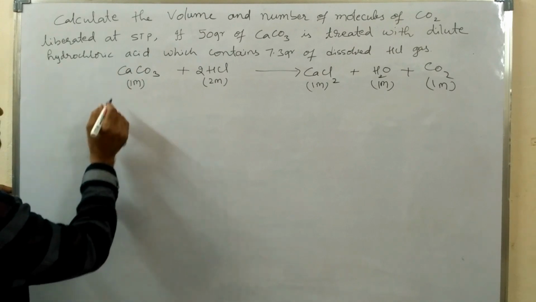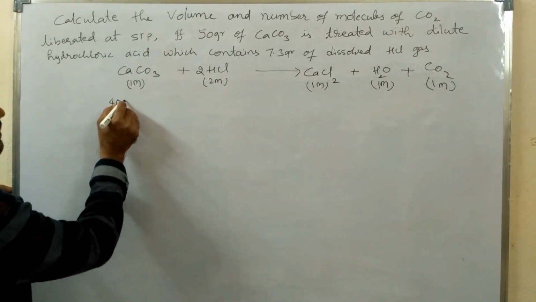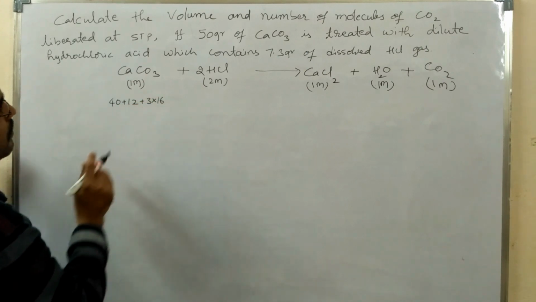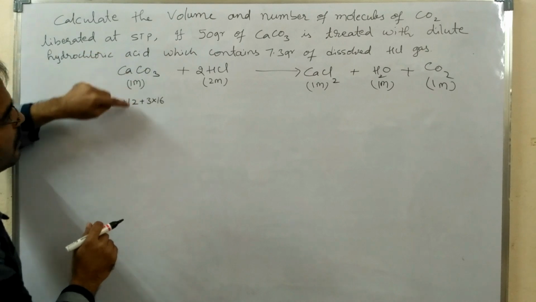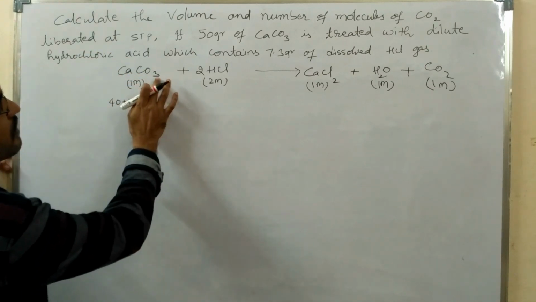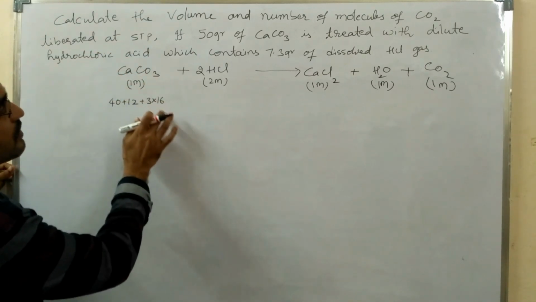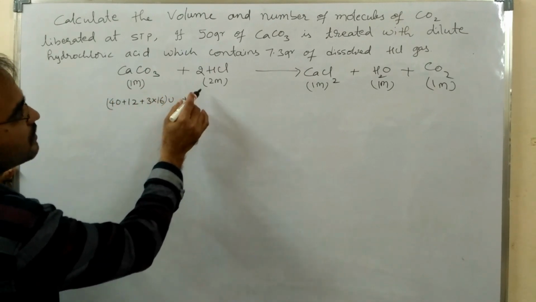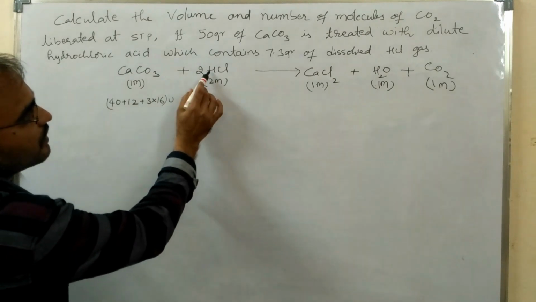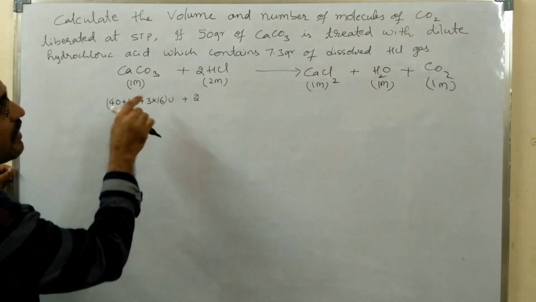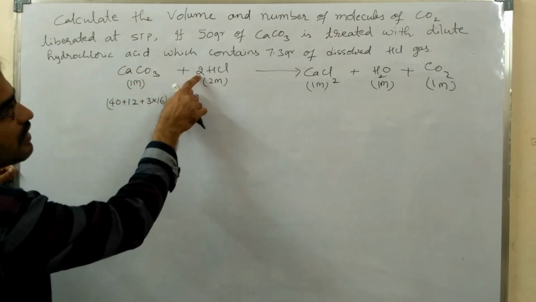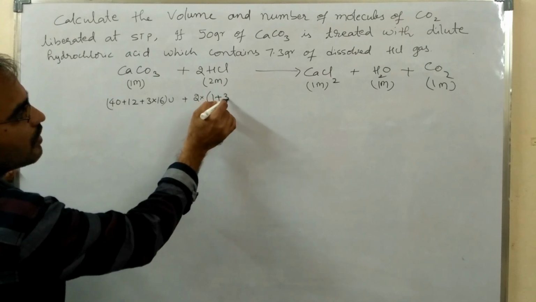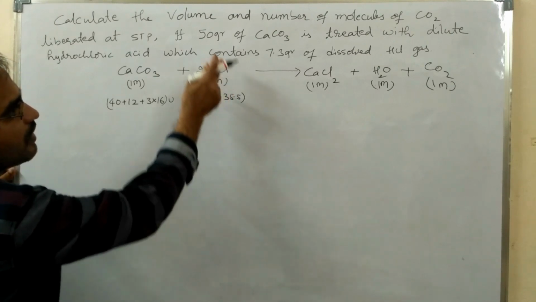Mass of one atom of calcium is 40, carbon 12, oxygen 3 into 16: 1 calcium, 1 carbon, 3 oxygen. This 3 is for only oxygen, so 3 into 16. Plus 2 into, this 2 is for HCl, not for H. If the subscript 2 is for oxygen, the coefficient is for the molecule. So 2 into H 1, chlorine 35.5. Remember it, it is not given in the textbook.